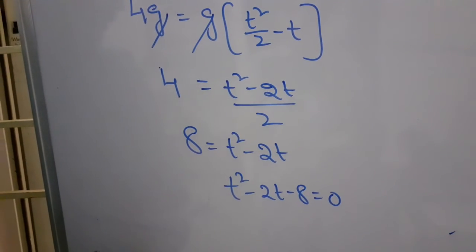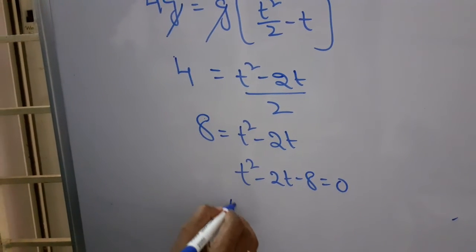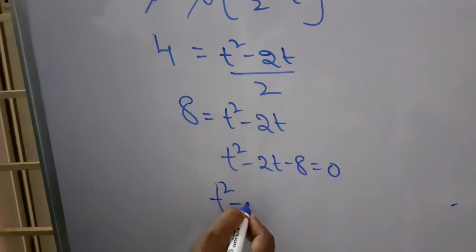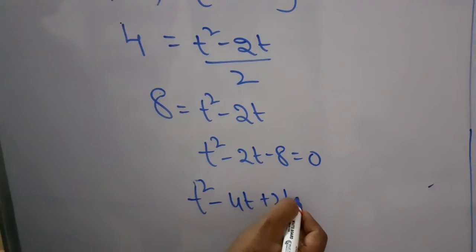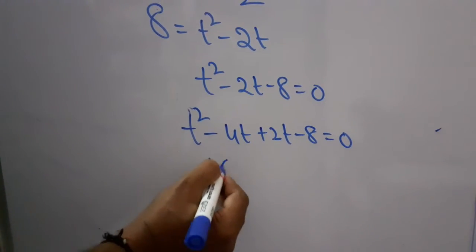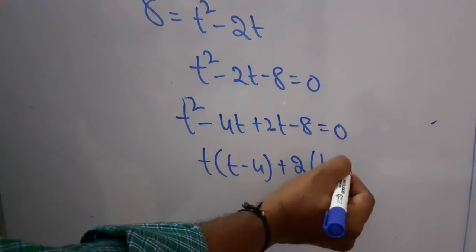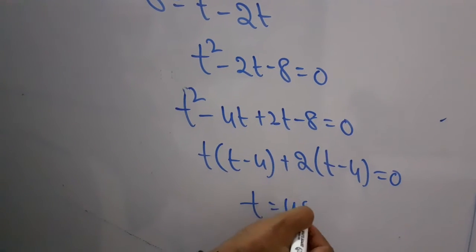Then this is a quadratic equation. Solve them. The roots of the quadratic equation: t square minus 4t plus 2t minus 8 is equal to 0. (t minus 4)(t plus 2), that is equal to 0. t is equal to 4 seconds.